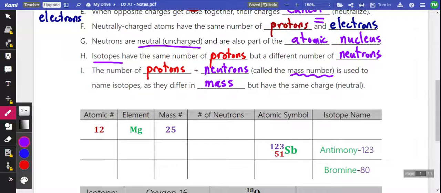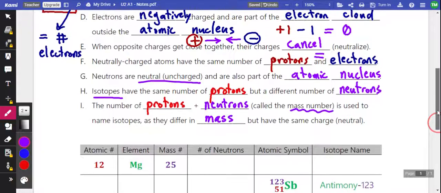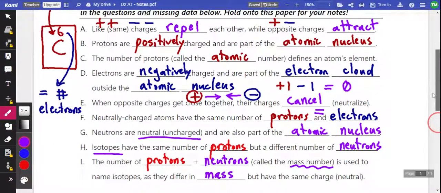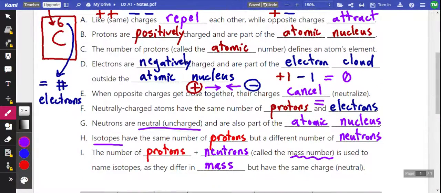Okay, so what's your assignment going to look like? Well, we're going to be using what we know about atoms to figure out how many protons, neutrons, and electrons make something up, as well as how we assign a name to a specific isotope. So we're going to look at some examples down here.